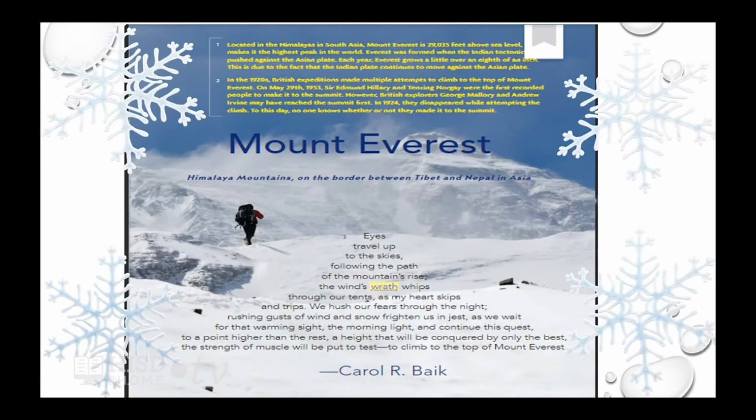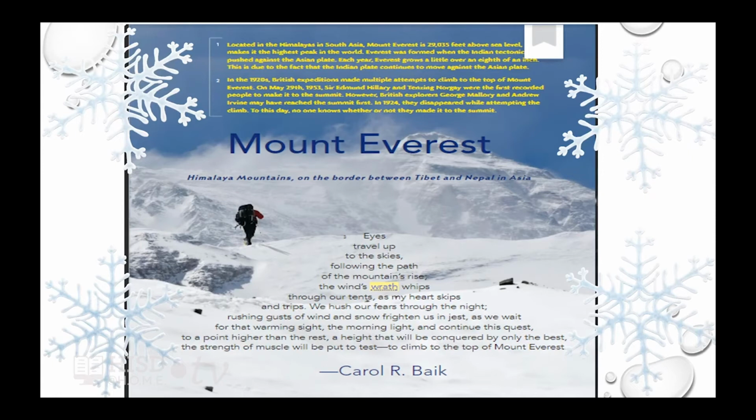Located in the Himalayas in South Asia, Mount Everest is 29,035 feet above sea level. That makes it the highest peak in the world. Everest was formed when the Indian tectonic plate pushed against the Asian plate. Each year, Everest grows a little over an eighth of an inch. This is due to the fact that the Indian plate continues to move against the Asian plate.